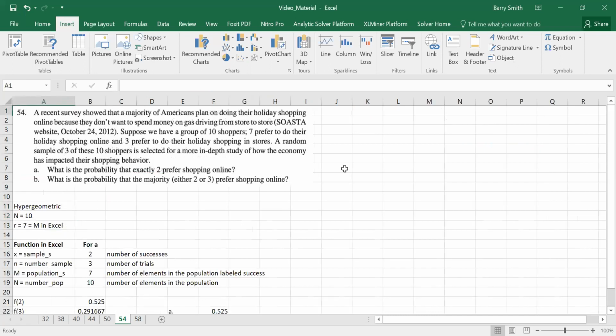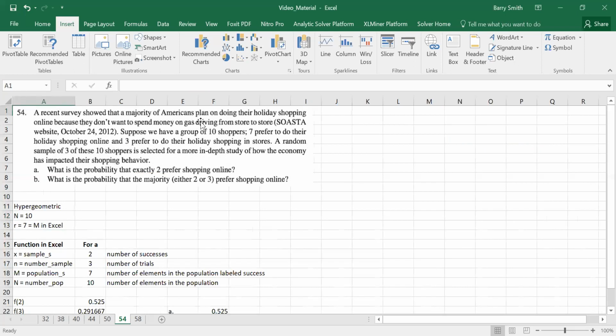Now 54. A recent survey showed that a majority of Americans plan on doing their holiday shopping online because they don't want to spend money on gas driving from store to store. Suppose we have a group of 10 shoppers. 7 prefer to do their holiday shopping online. 3 prefer to do their holiday shopping in stores. A random sample of 3 of these 10 shoppers is selected for a more in-depth study of how the economy has impacted their shopping behavior. What is the probability that exactly 2 prefer shopping online? And what is the probability that the majority, either 2 or 3, prefer shopping online?